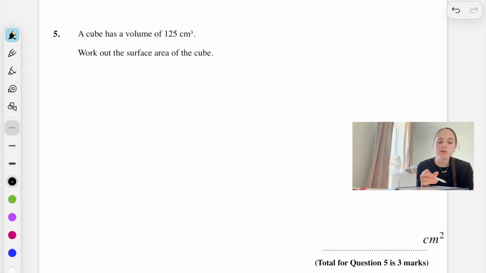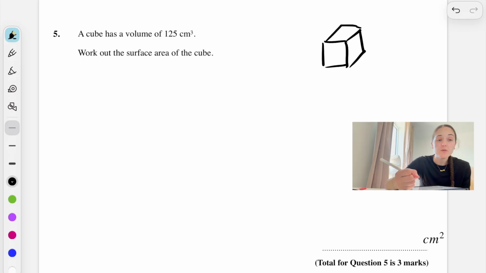This next question here, we have a cube that has a volume of 125 cubic centimetres. We need to work out the surface area. So we don't actually have any dimensions here, so we need to work them out. To work out the volume of a cube, I do base times height times length. So it's the area of the cross section times the length because it's a type of prism.